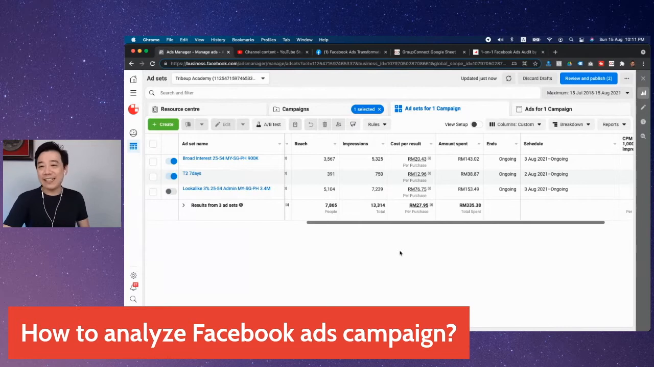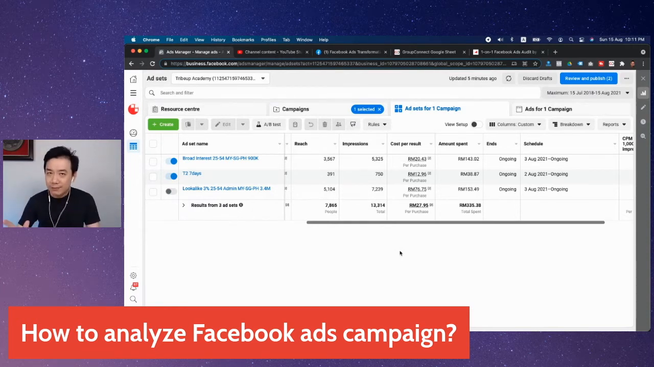Here's the thing that differentiates normal Facebook advertisers from good Facebook advertisers. Good Facebook advertisers always ask this question: how can I improvise? How can I do better? If I'm actually getting good results right now, what did I do right or wrong? Have you ever asked yourself this question?